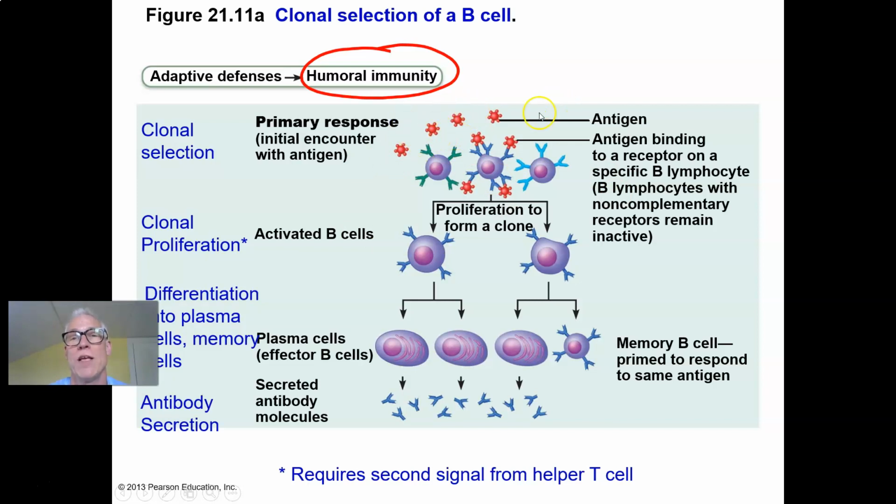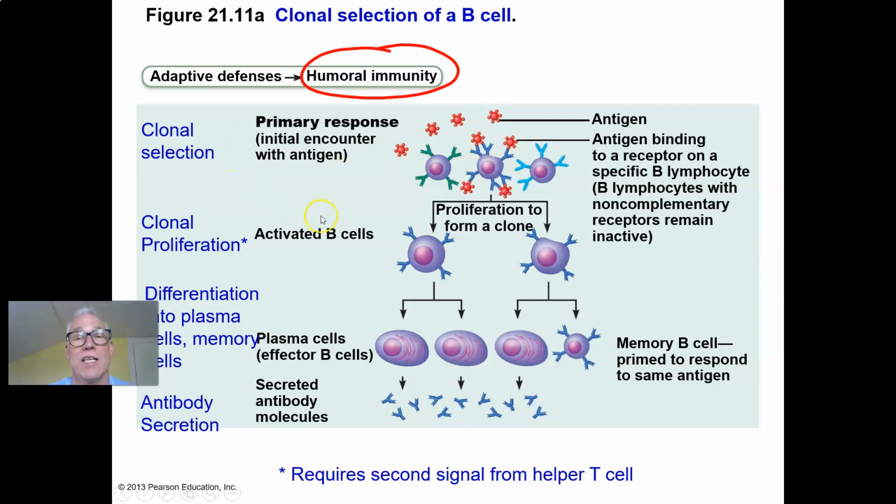And so these little red things represent antigens that are coming into the body on this particular day, and they bounce off this green B lymphocyte, they bounce off this light blue lymphocyte. They don't bind to the antigen receptor. The antigens actually stick onto this one because it has a B cell receptor that is specific for that antigen. Now that B cell becomes activated.